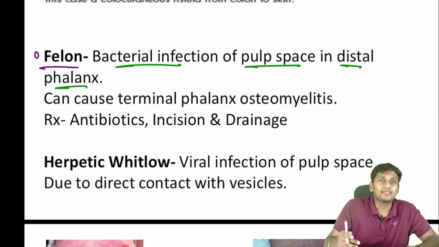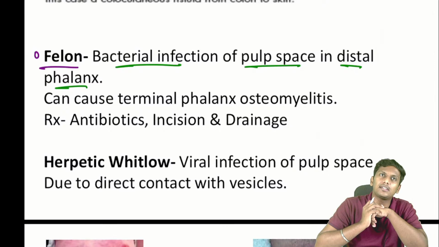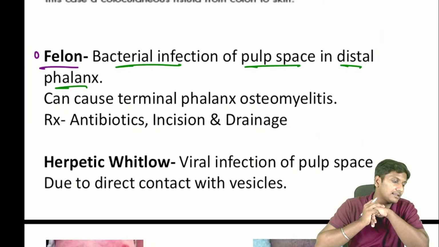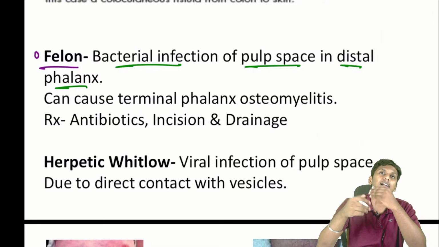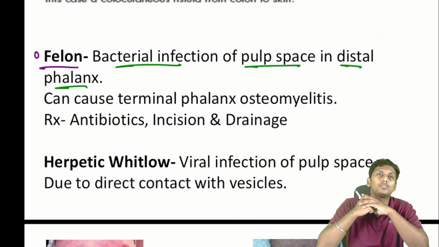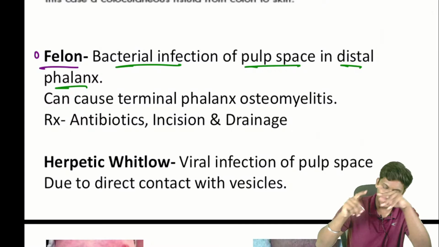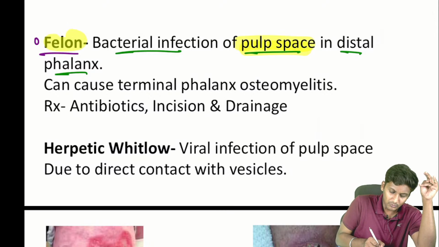As it is very close to the distal phalanx, can it cause infection of the distal phalanx also? Yes. Phalanx is nothing else but the bone. So definitely the infection might spread to the bone, so the patient can have osteomyelitis of the distal phalanx. So if it is infection of the pulp space of a finger, that is what is felon.